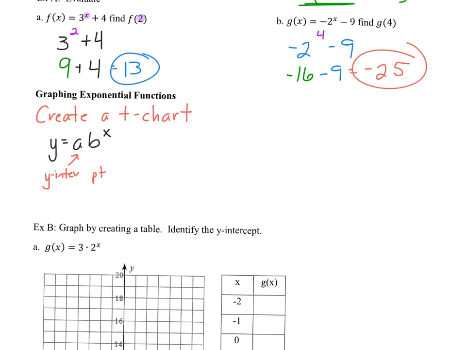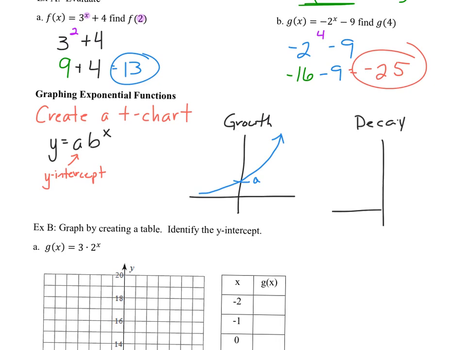There are two kinds: growth and decay. I'm going to give you a basic growth graph and a basic decay graph. Growth goes up from left to right, and wherever it crosses, that's our a value. Decay goes down from left to right, and again we have some a value.